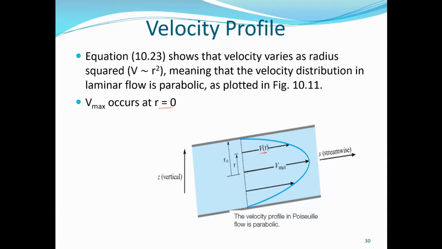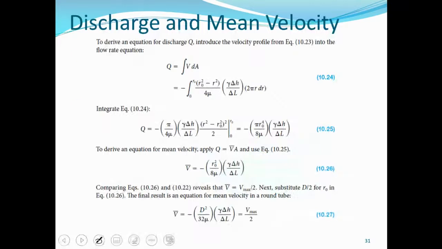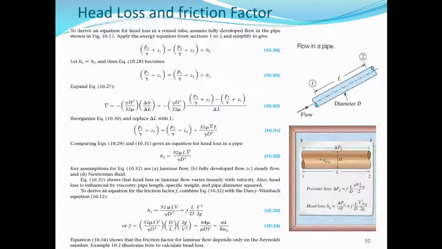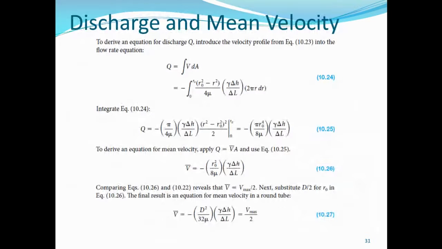And the maximum velocity, of course, at r equals 0, at the center line, is very important. Now, from the same formula, we can find the discharge, because discharge is the integral of V dA. Remember the velocity is given by this function, and the area element is 2 pi r dr. So we integrate from 0 to r naught, where r naught is the pipe radius.